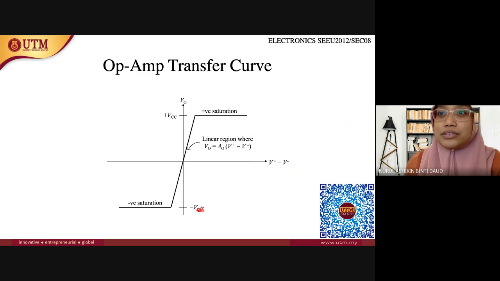This is not VCC. Okay, VCC and VEE. This is negative saturation and positive saturation. And this is the linear region where V output equals the gain, times the voltage at the positive terminal, which is the non-inverting terminal, minus the voltage at the inverting terminal. Okay, V positive minus V negative.